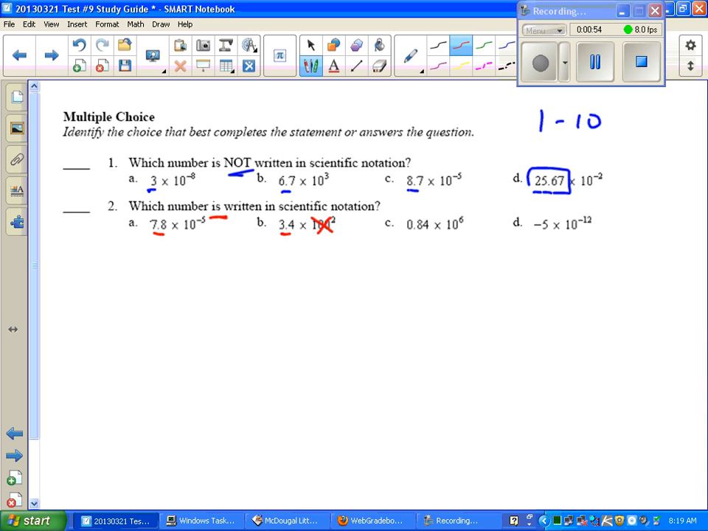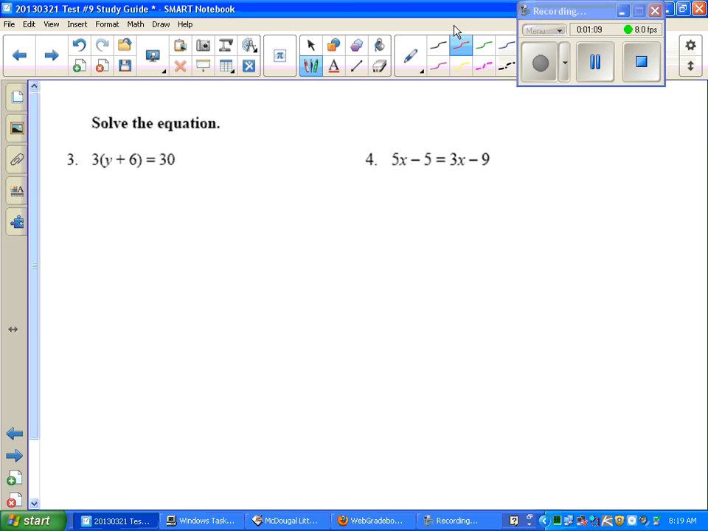That's why this one doesn't work. 0.84 is not as big as 1. Remember, it has to be between 1 and 10. And then negative 5, it has to be between 1 and 10. That's why C and D won't work. So the only one that'll work in that case is A. So D for 1 and A for 2.